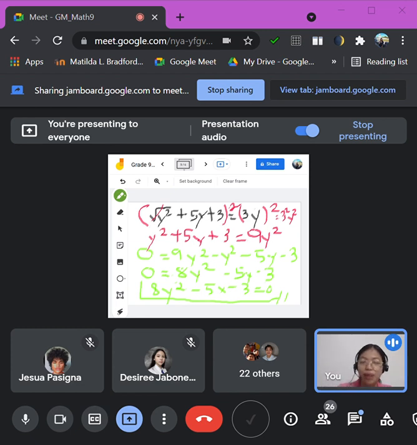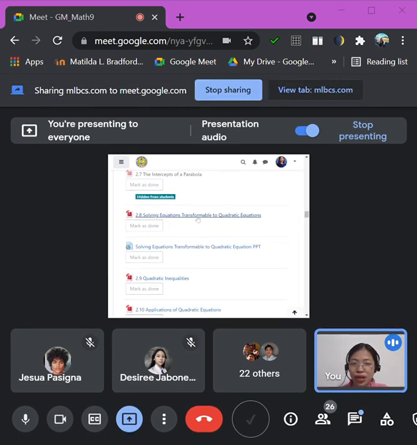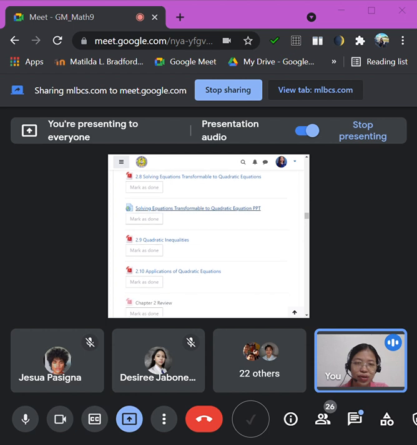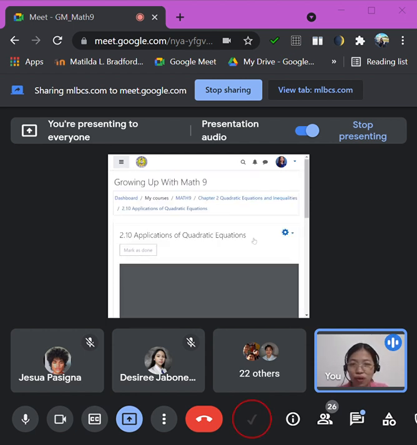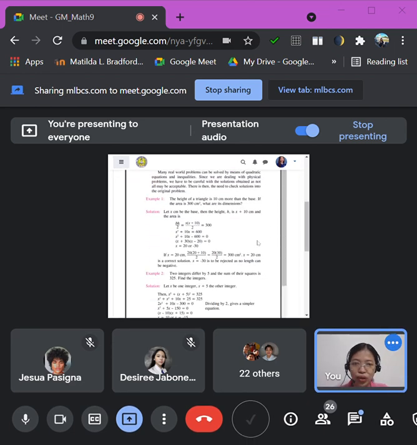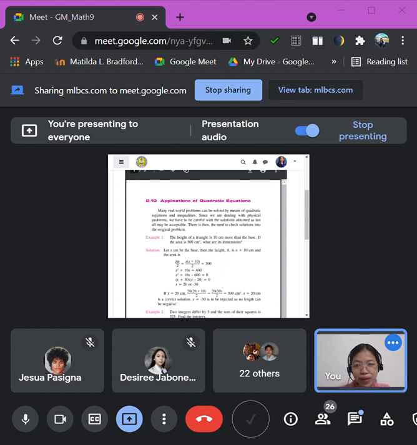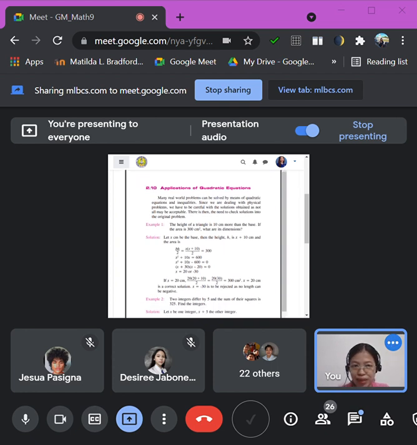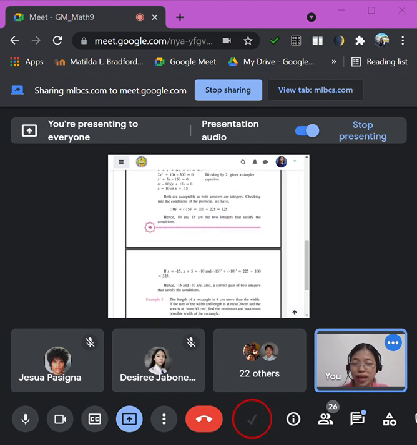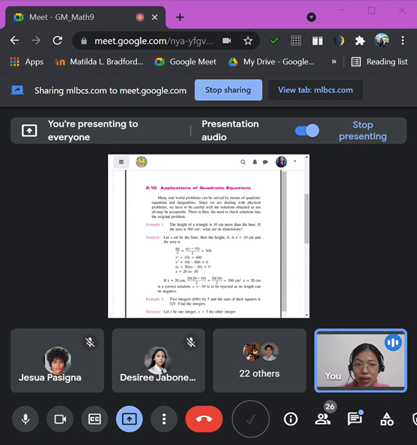Okay? So, before we end our discussion today, please read or study your ebook. Actually naa diri sa inyuhang ebook class. Makita na ninyo. You can have this solving equations transformable to quadratic equation. You can also study this one for more examples. And then, for your asynchronous task, you are going to study applications of quadratic equation. You are going to study more on problem solving. The process are the same. We are just going to understand our examples. Inyo po ni siyang studihan and then I will give you a quiz for these applications of quadratic equation.